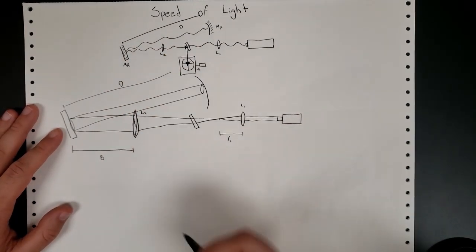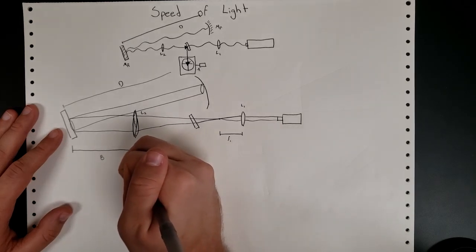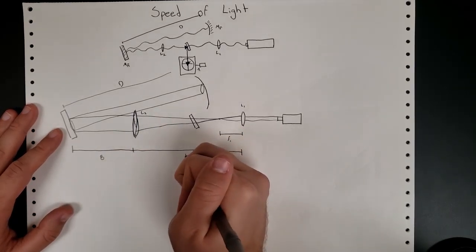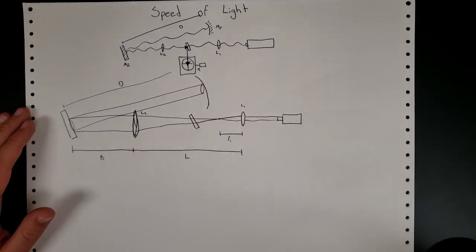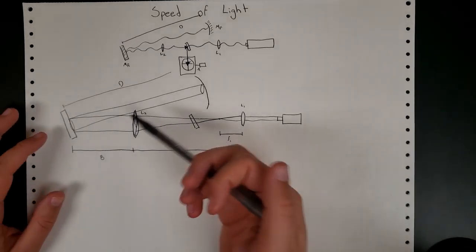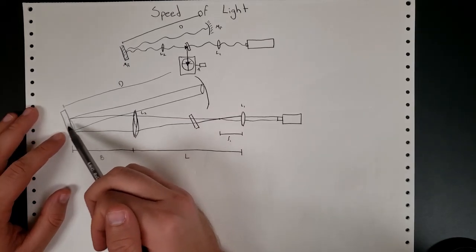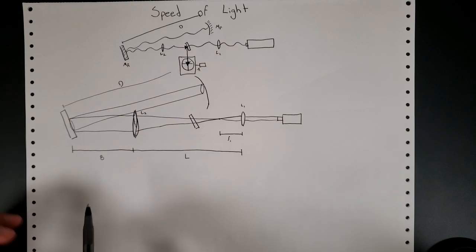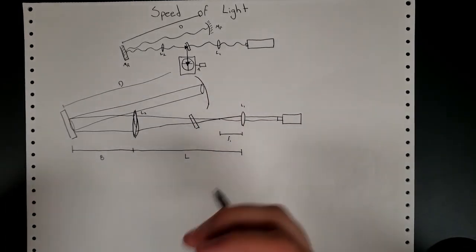And then we'll also have a distance L, which will be from one of these mirrors, or one of these lenses, to the other lens. We'll call that L. So those are some important distances, and it'll become apparent in a second why that is. But basically, the point of this setup is we can use the rate at which this mirror changes and the position of this image that we'll see here in order to determine our speed of light.